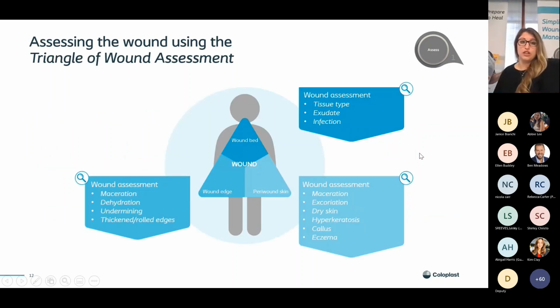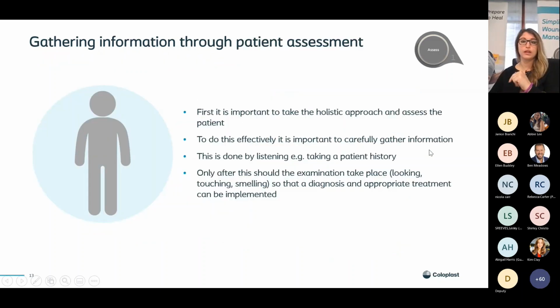So how do we assess the wound using the triangle of wound assessment? As I've said, we look at the three areas of the wound bed, the wound edge, and the peri-wound skin. And we're going to go into a little bit more detail on each of these. But first, you need to gather information through patient assessment. So you need to have conversations with your patient. You need to do a full holistic assessment.